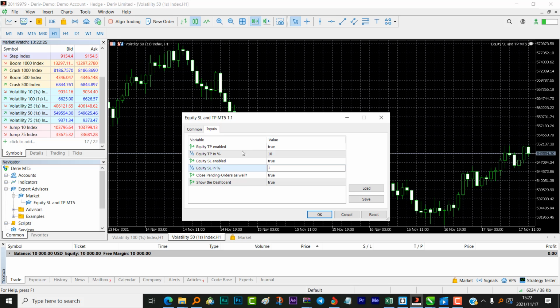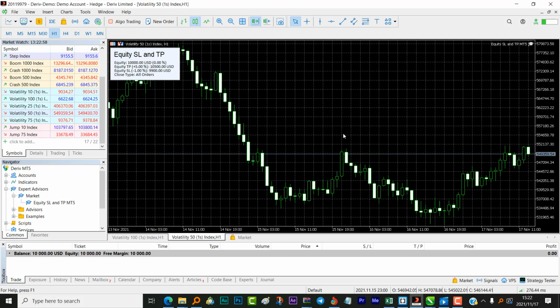So here it says equity stop loss in percentage, you put 1%. The take profit percentage is the percentage of the equity that you want to take profit at. Let's take for instance, I want to take profit when it reaches $500. I know that it's going to be 5%. So I'm risking 1% to get 5%. Say okay.